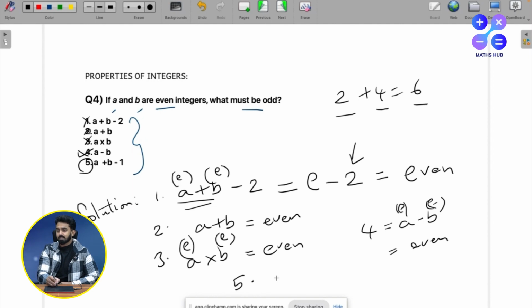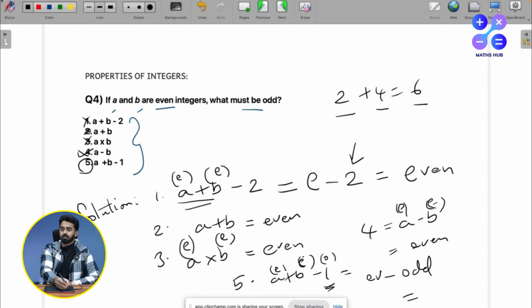So option 5 says a plus b minus 1. So this is adding two evens and then subtracting an odd number. Correct. So which means even plus even is even, and we need to subtract an odd. So even minus odd is, take an example. Whenever you're confused, take an example. So you take, let's say 4 is an even number minus 1 odd number. So you get a 3. 6 even number minus 3 odd number, you get a 3. So that's always going to be odd. So even minus odd is always going to be odd. And that is your answer, which is option 5.